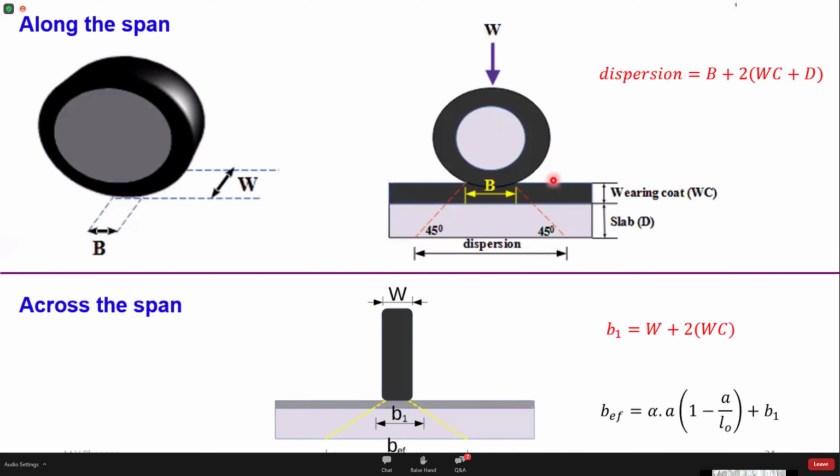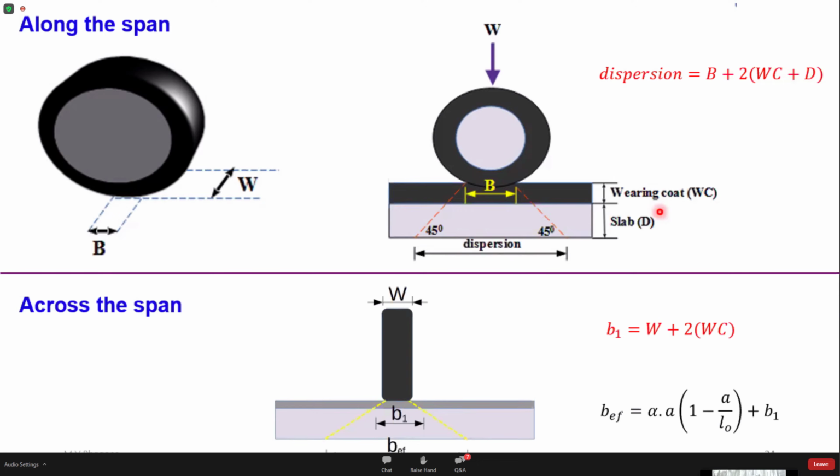Please remember that the concept being described here is only applicable for one-way slabs. Since the load is being transferred only in one direction, that is along the length, the dispersion can be calculated by considering a dispersion of 45 degrees. We can calculate the length of the dispersion from this simple expression: B, that is the contact length of the wheel along the length, plus 2 times the thickness of the wearing coat and the slab. This is the effective length of the load acting along the length of the slab.